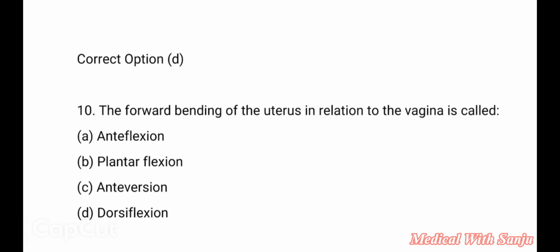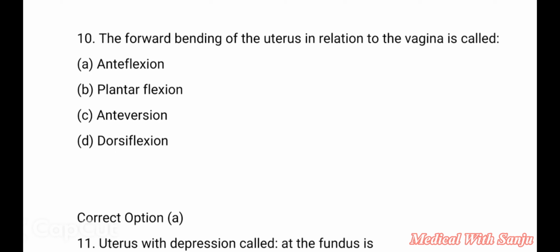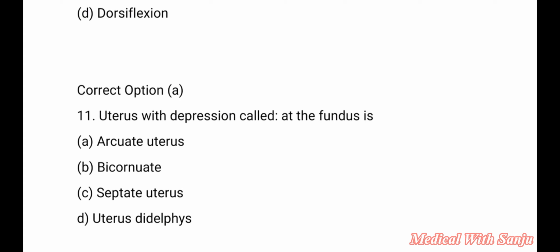Just mentioned, abnormal forward bending means antiflexion. Option A is the right answer. Antiflexion and anteverted is the normal position of the uterus. Question number 11. Sorry, typing mistake.